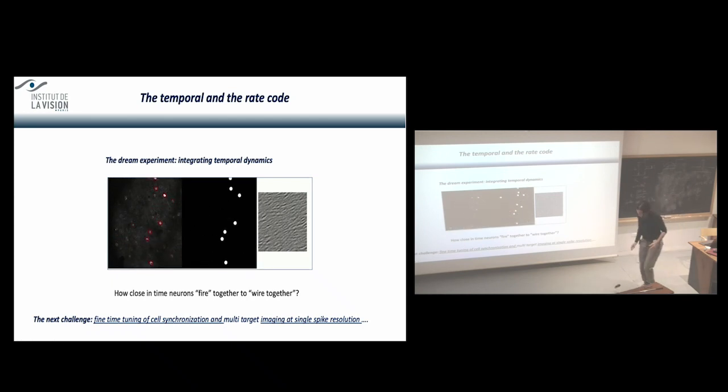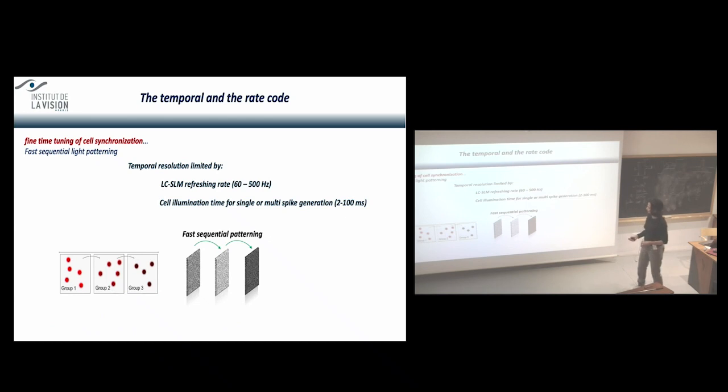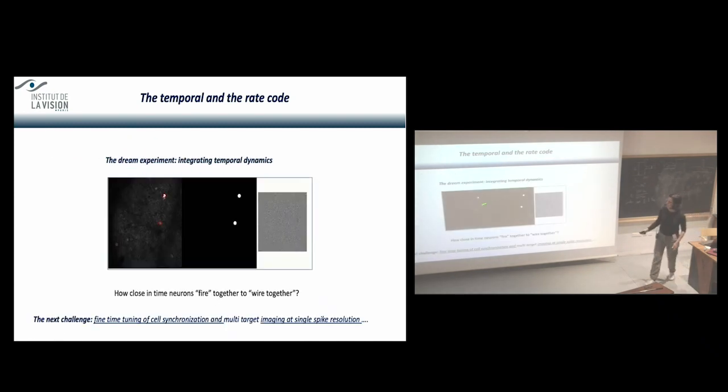We know that the cells have this firing activity, and so can we exactly play back the sequence we see? And can we then start to slightly desynchronize what we see in a very precise way to see at which point the network is not doing anymore what it was doing under physiological condition? So, can we start to understand how close in time neurons fire together to wire together?